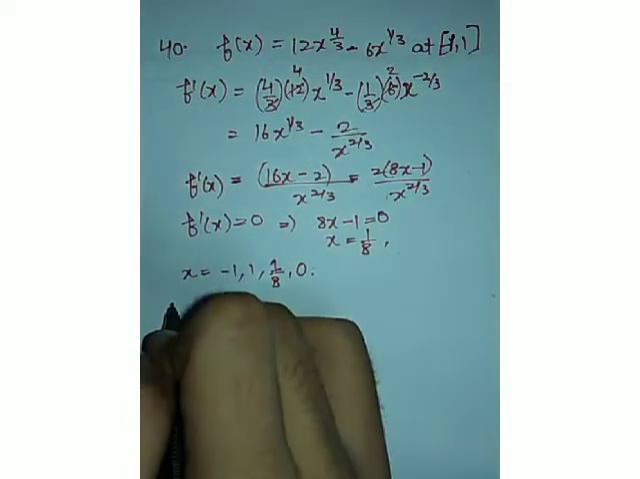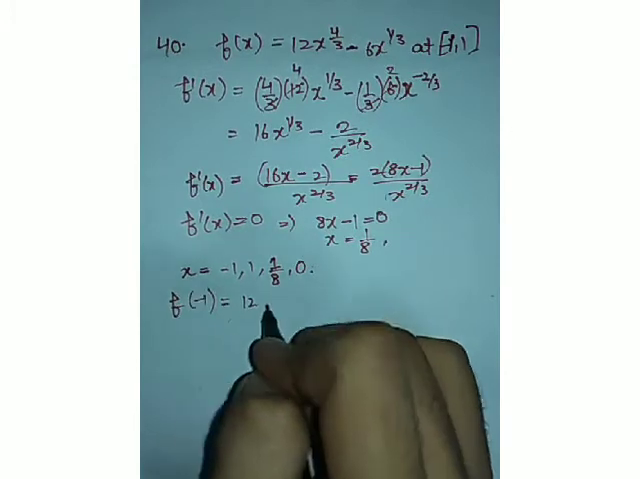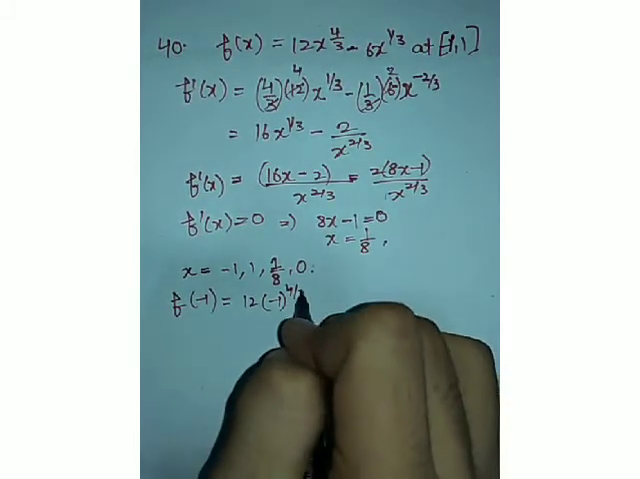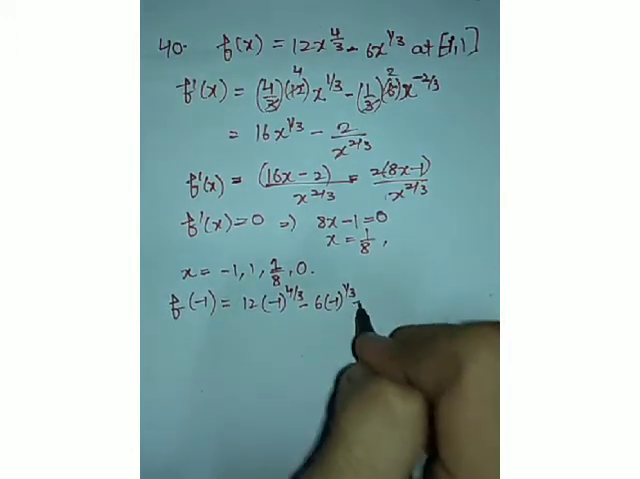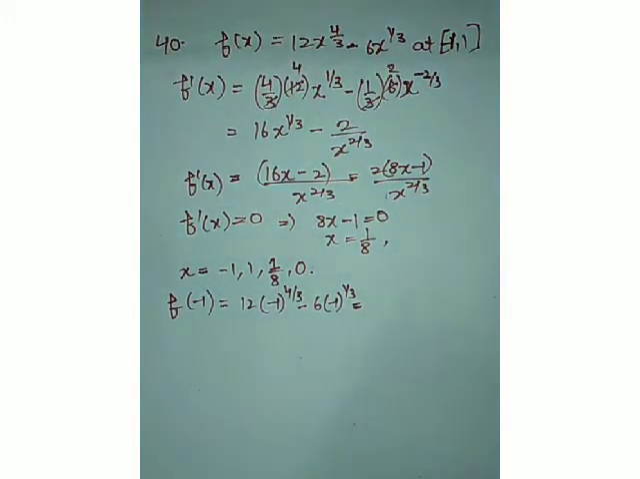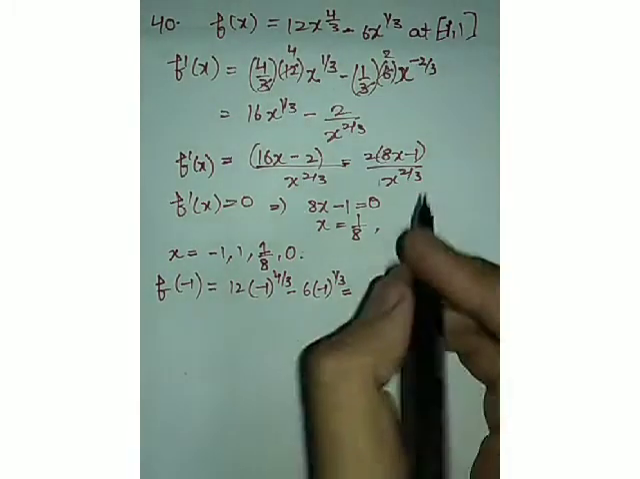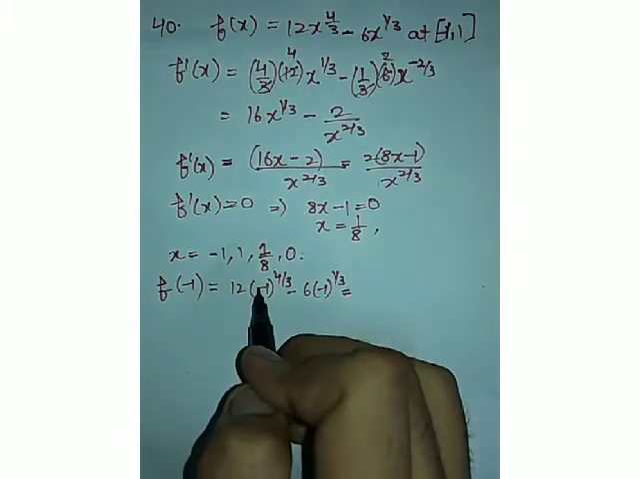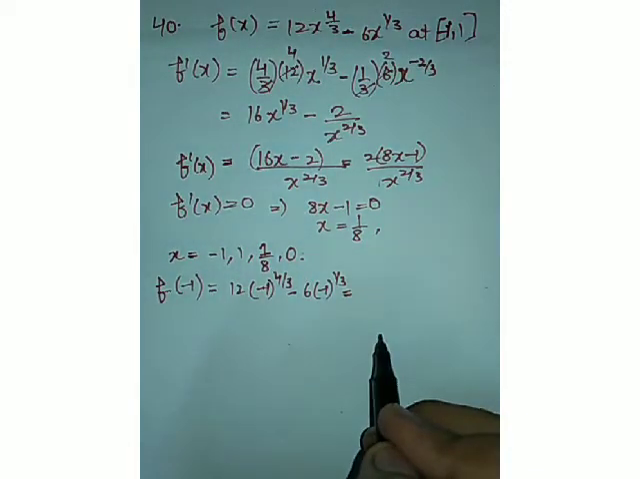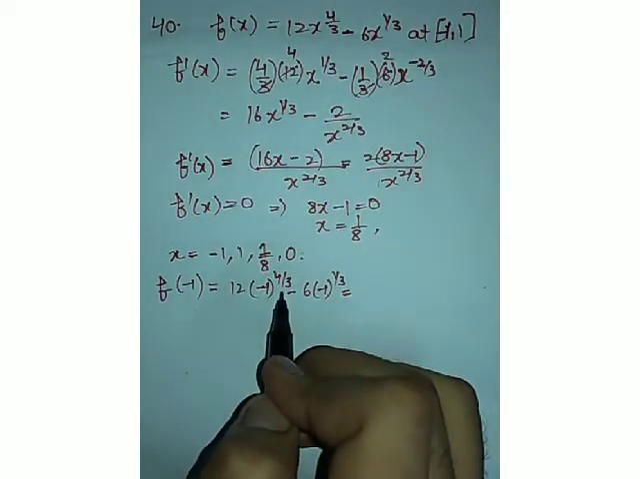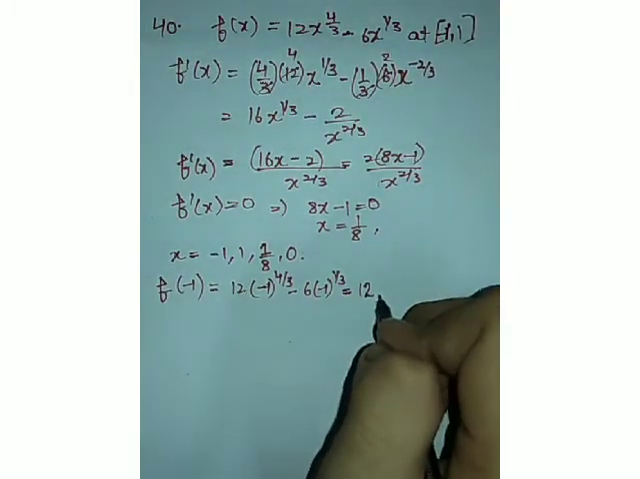So let's see what our function becomes. f of minus 1, you will get 12(minus 1) raised to power 4 by 3 minus 6(minus 1) raised to power 1 by 3. Now you know that 1 raised to power anything is 1. But what in case of minus 1? I will tell you. Now you can write minus 1 raised to power 4 and then raised to power 1 by 3. So minus 1 raised to power 4 becomes 1, and 1 raised to power anything is 1. So we will get 12 only.